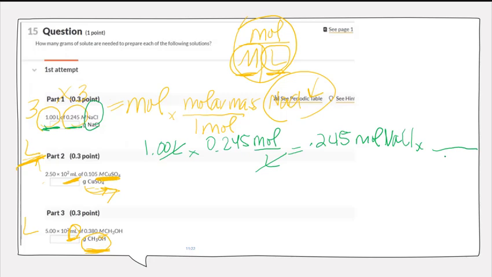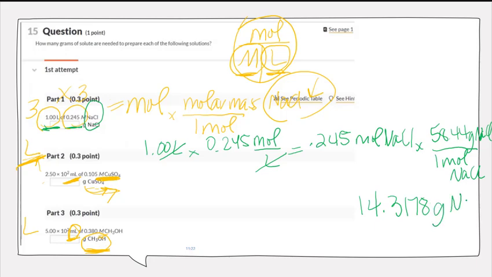And then I could take that one step further, like I did right up above, and say that 1 mole of NaCl, if I add up 1 Na and 1 Cl, I should get 58.44 grams. So 0.245 times 58.44 should give me 14.3178. And then again, remember, we want 3 significant figures. So 1, 2, 3, and that 1 isn't going to do anything to that 3. So 14.3 grams of NaCl in that solution.